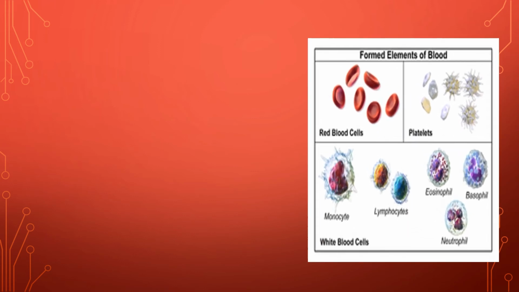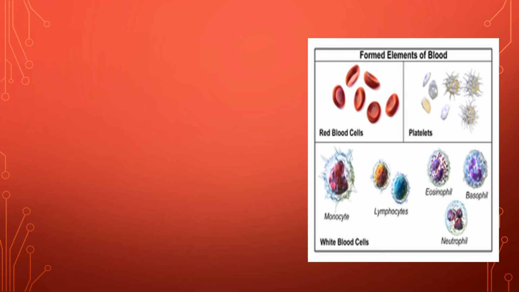Now we talk about the composition of blood. It is very important. It is divided into 2 main parts. First is plasma, which constitutes about 55% of the blood volume. Second is the formed elements or cellular elements, which include WBCs, RBCs, and platelets.